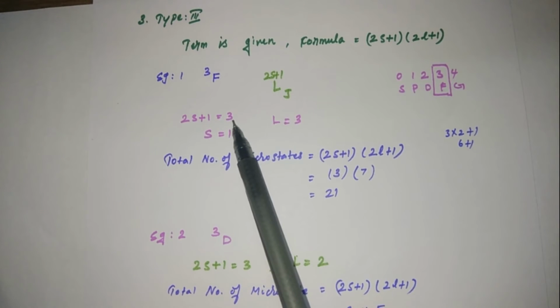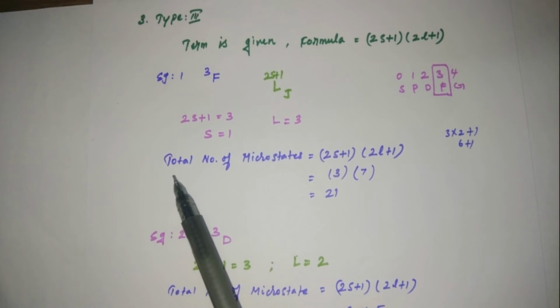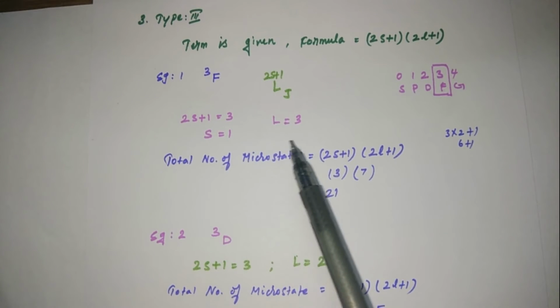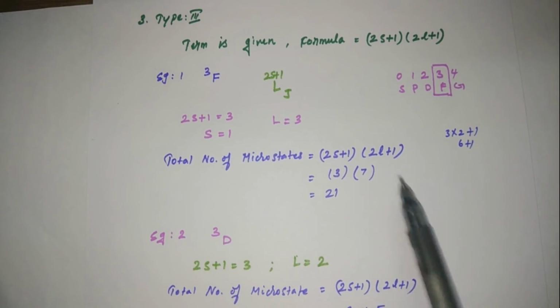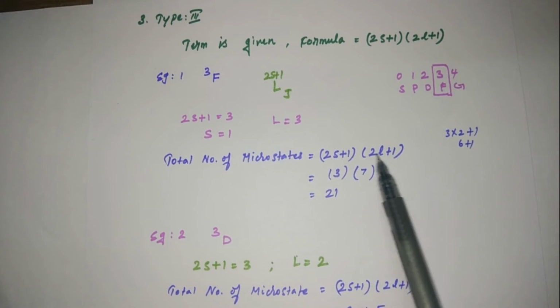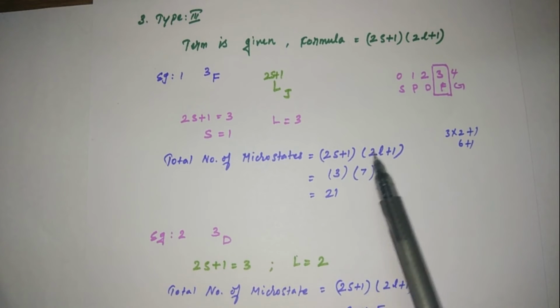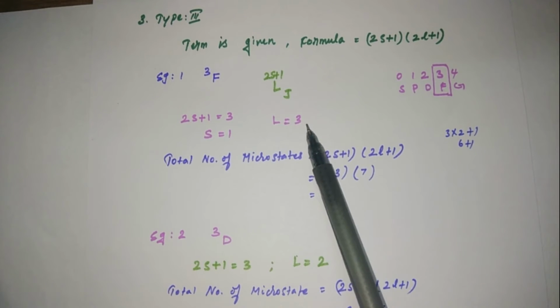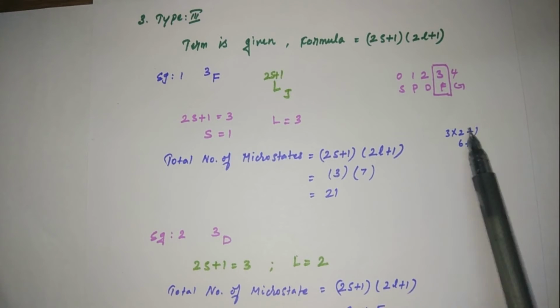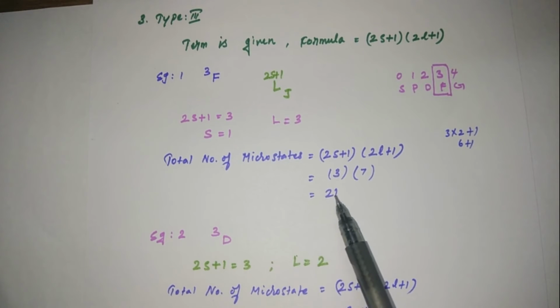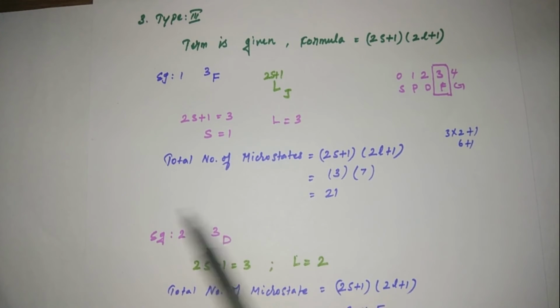2S plus 1 is equal to 3. We have to calculate the total number of microstates in the given term 3F. The formula is (2S plus 1) into (2L plus 1). The value of 2S plus 1 is 3. The value of L is 3. So 2 into 3 plus 1, that is 6 plus 1, 7. 7 into 3 is 21. So there are 21 microstates in the 3F term.